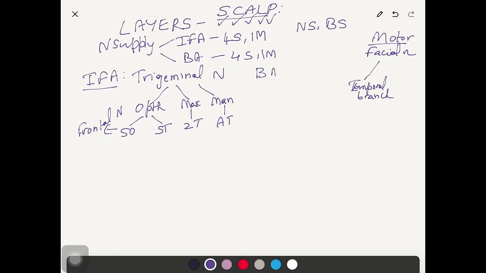Now behind the auricle. Behind the auricle is supplied by the cervical plexus, 2 nerves, and dorsal rami, 2 nerves. The back of the scalp is an extension of the neck, just as the front of the scalp is an extension of the face. What are the nerves from the cervical plexus? Great auricular nerve and lesser occipital nerve. These are the branches of the cervical plexus supplying the sides of the back of the scalp.